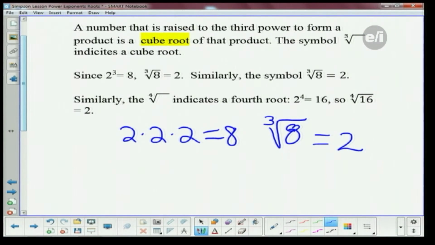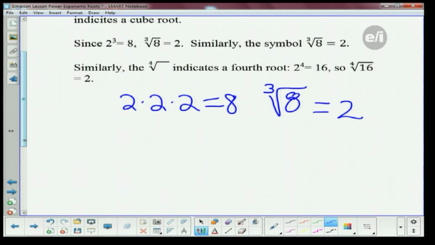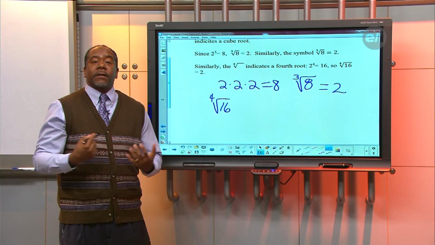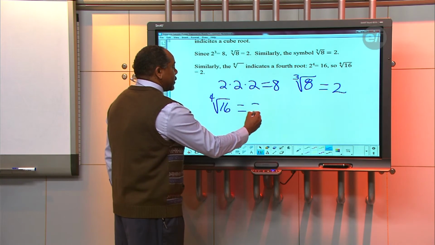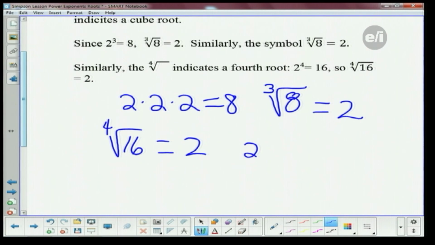Another example I have here is 16. This time we want to know the 4th root of 16. What do I multiply by itself 4 times to get 16? And the answer to that is 2. Why? Because 2 times 2 times 2 times 2 is 16.